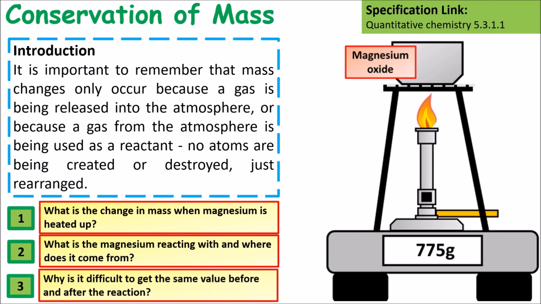And finally, why is it difficult to get the same value before and after the reaction? It's because we don't know exactly how much oxygen there is that it's reacting with.